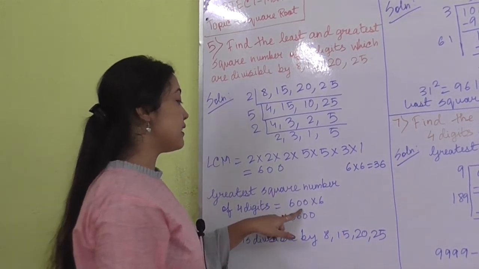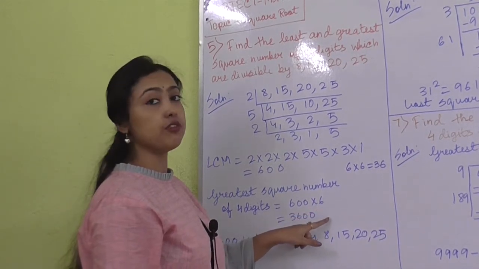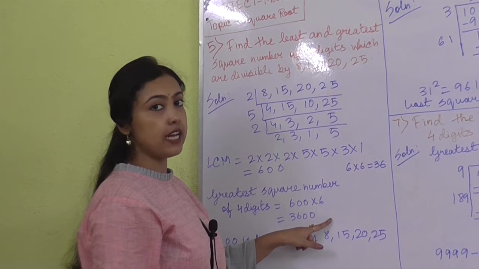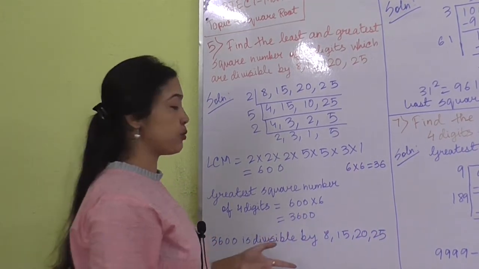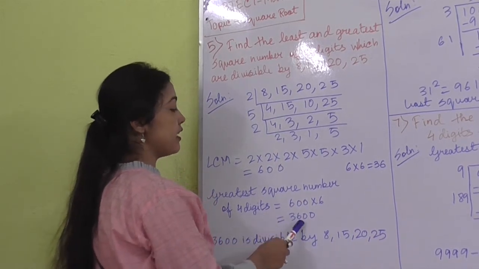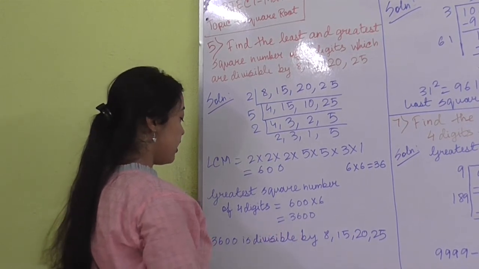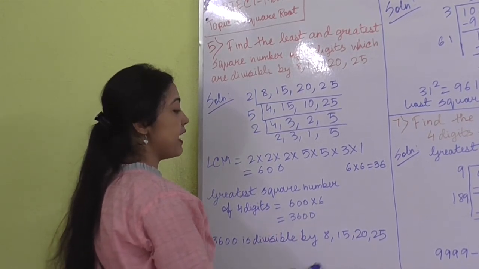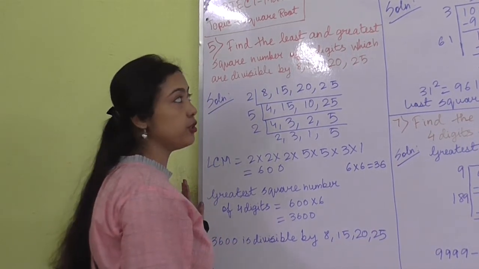But if we multiply 600 with 2, 3, 4 or any other numbers, then we won't get the greatest square number. We will get some other number which won't be a perfect square. But the greatest square number of 4 digits comes as 3600 if we multiply 600 with 6 only. So 3600 is divisible by 8, 15, 20 and 25. I think this is clear to you.